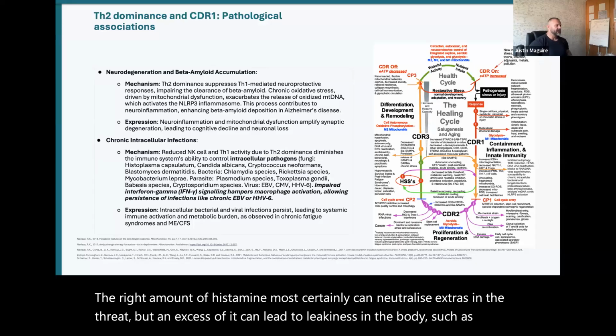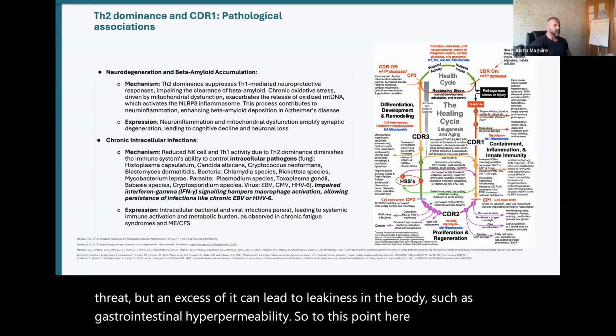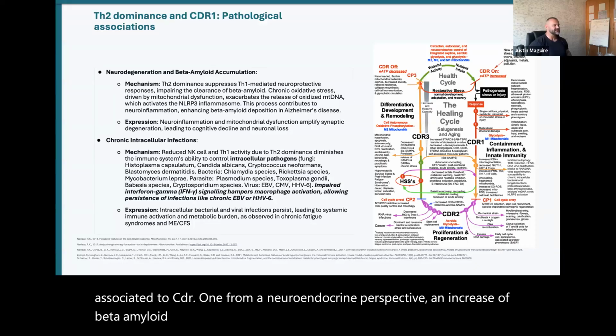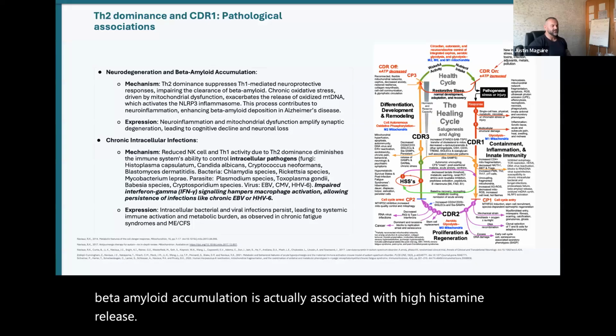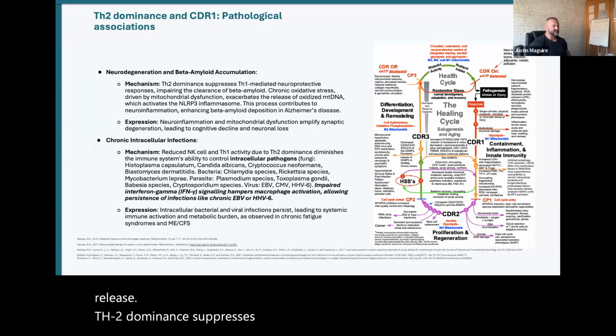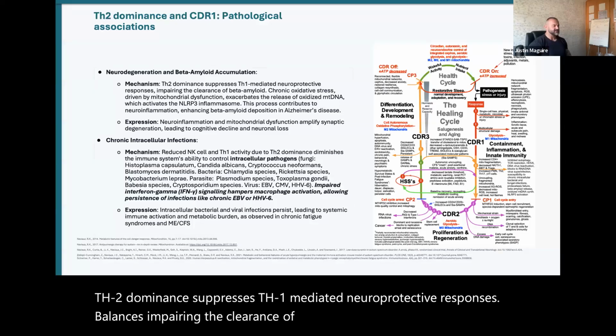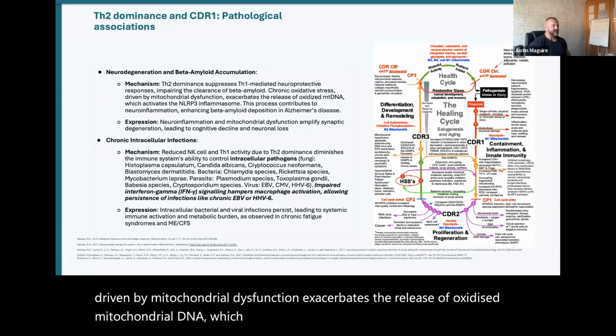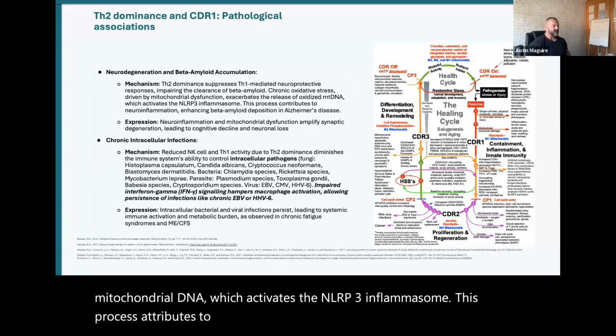So to this point, among other variables associated with CDR1 from a neuroendocrine perspective, an increase of beta amyloid accumulation is associated with high histamine release. Th2 dominance suppresses Th1-mediated neuroprotective responses, impairing the clearance of beta amyloid. Chronic oxidative stress driven by mitochondrial dysfunction exacerbates the release of oxidized mitochondrial DNA, which activates the NLRP3 inflammasome. This process contributes to neuroinflammation, enhancing beta amyloid deposition in Alzheimer's disease.